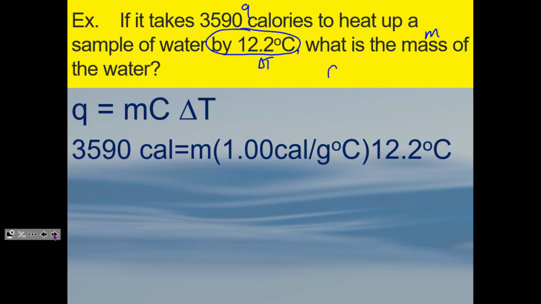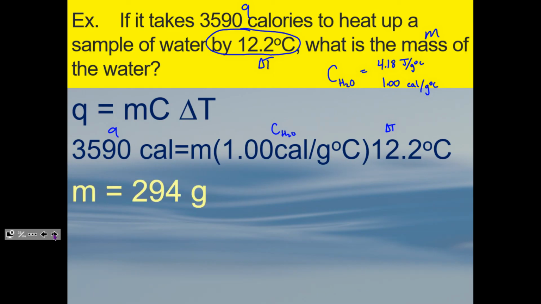So back in our notes, the specific heat of liquid water was either 4.18 joules per gram Celsius or 1.00 calories per gram Celsius. So we took that from our notes. This is the letter Q. This is our specific heat for H2O. And our delta T is a positive 12.2, which means we're increasing, absorbing energy. And when we solve, we get the mass of the water as 294 grams.